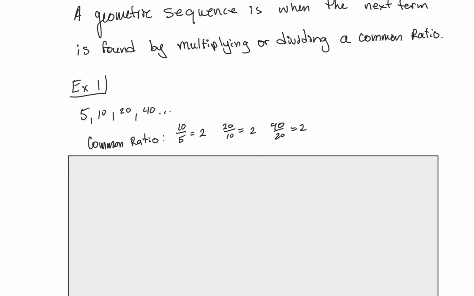If you divide each term by the term that comes before it and you get a different number at any point, then there's something off about that ratio or the sequence, and that's not considered to be a geometric sequence.